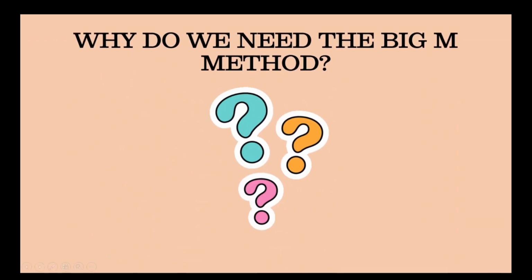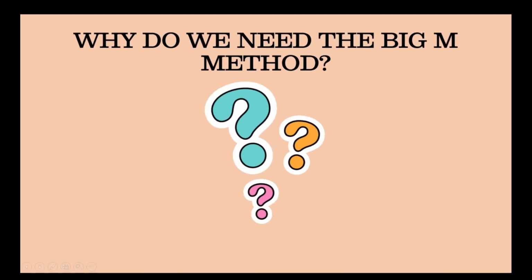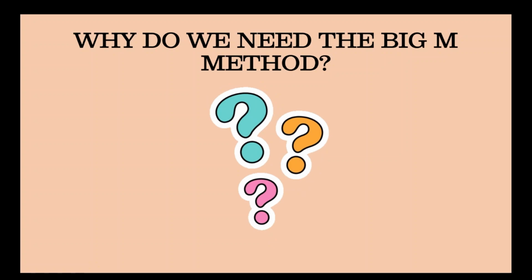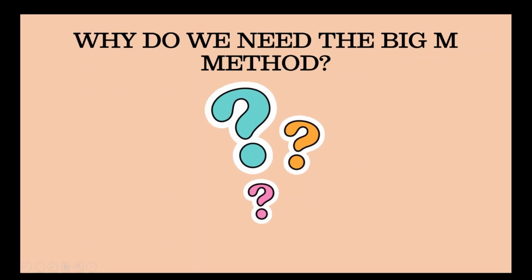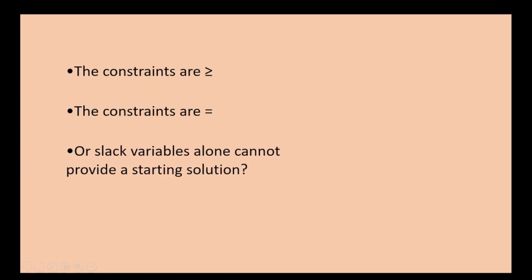Why do we need the Big M method? When solving linear programming problems using the simplex method, we normally need a feasible starting solution. But what happens if the constraints are greater than or equal to, the constraints are equal to, or slack variables alone cannot provide a starting solution? In these cases, we introduce artificial variables. However, we do not want artificial variables in the final answer because they are not real components of the decision problem. To ensure they are removed, we assign them a very large penalty represented by M in the objective function.